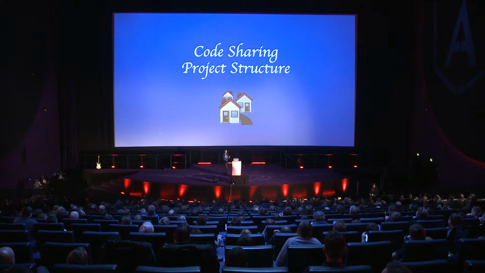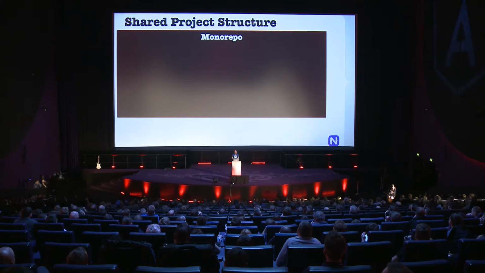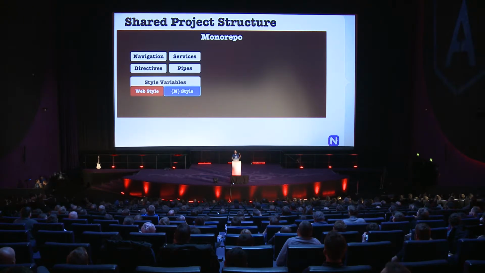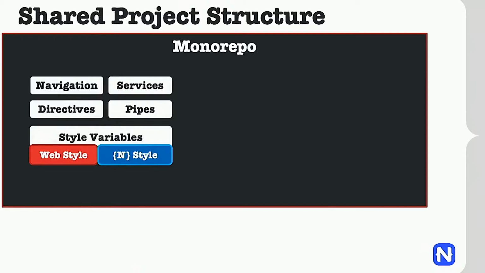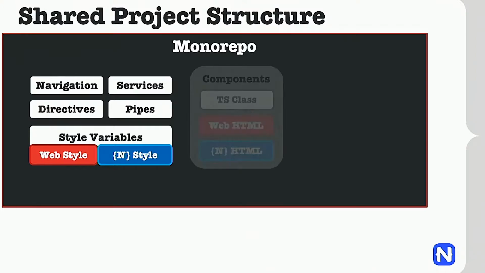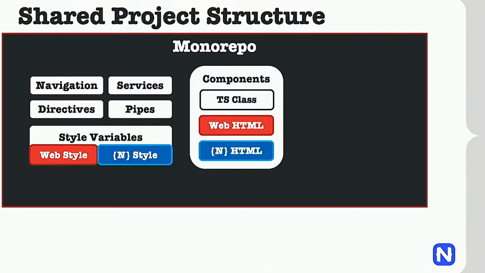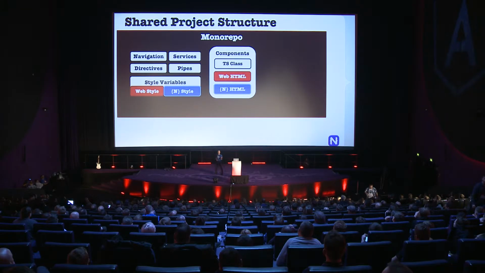OK, so let's have a look at the idea of the project structure. One of the approaches which I talk a lot about is the monorepo approach. So you have one project where you have all your navigation, your services, your directives. You can even have some shared variables, but then you have two different style sheets, one for web, one for mobile. Then components. For most of the components, you would share the TypeScript class of the component itself, but then you would have different HTML syntaxes for web and for mobile.